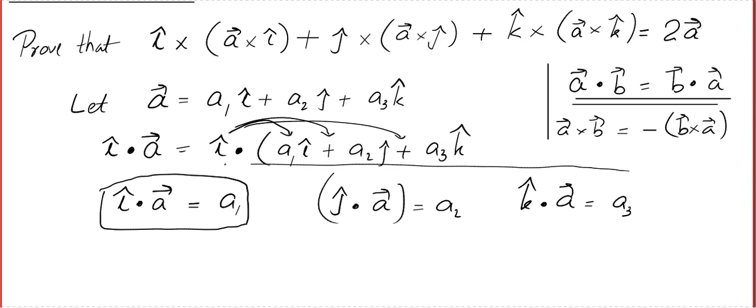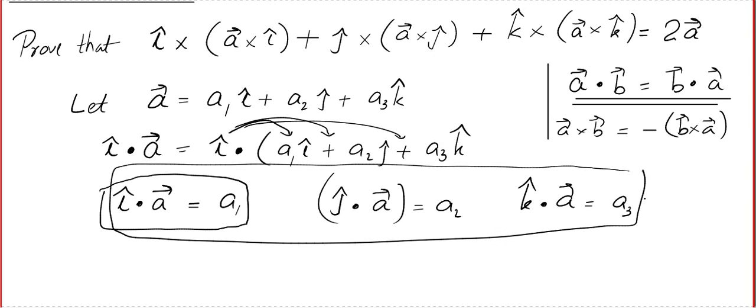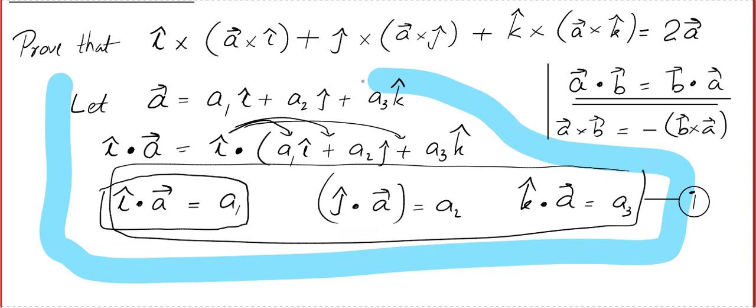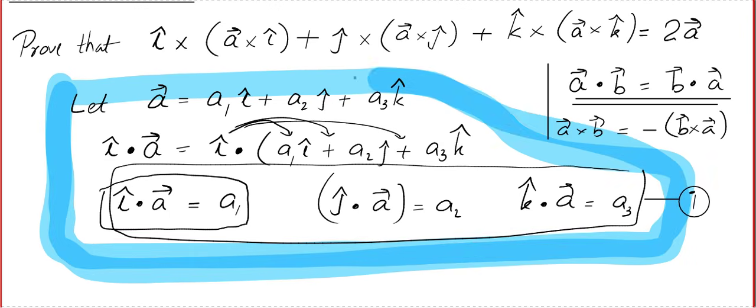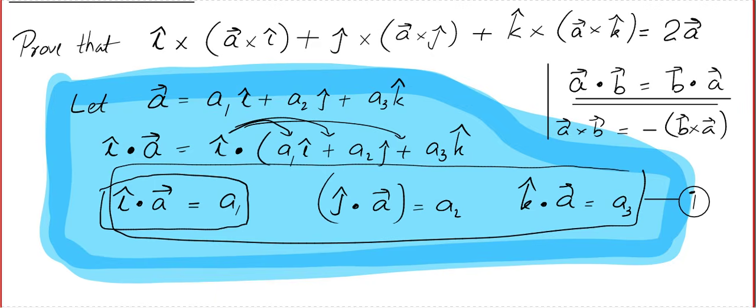So the first thing to do is, you have to call this equation number 1. I'm sure that you're wondering what exactly am I doing here, but this is very important. You will understand in 1 minute. Okay, so this is how we start. We assume let A be this thing, and I found I dot A, J dot A, K dot A. Okay, now let's start.